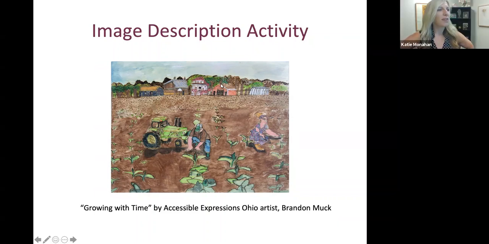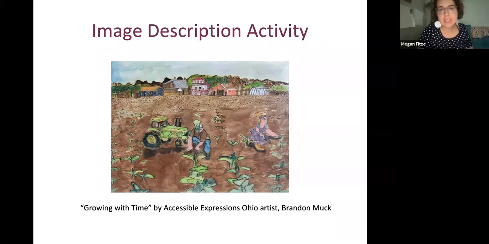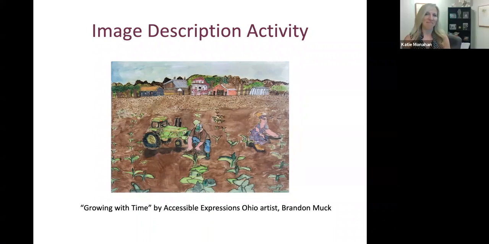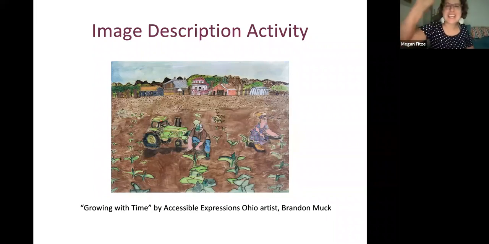Hey, Megan, while we're waiting for folks to type in their description, we do have a question. Someone was asking if you can repeat the directionality in writing an image description for that more abstract artwork. Sure. It's just left to right, top to bottom. So just start at the top left, go to the right, and then work your way down.